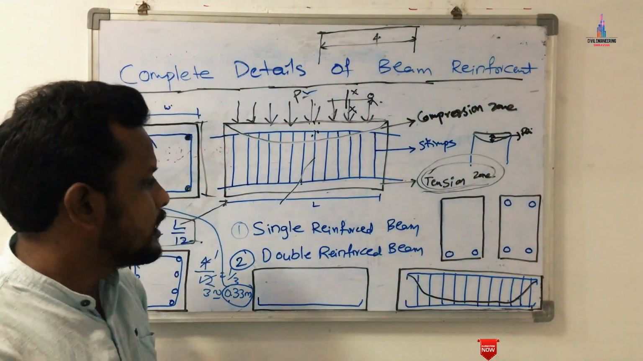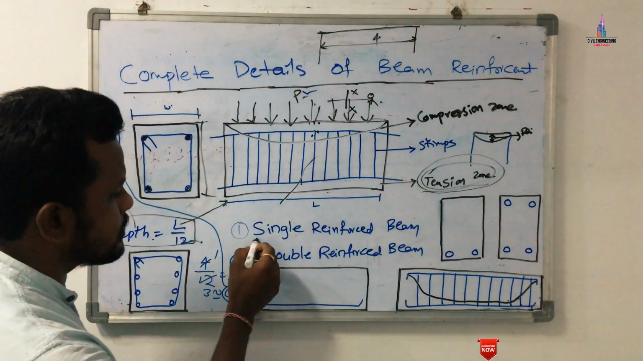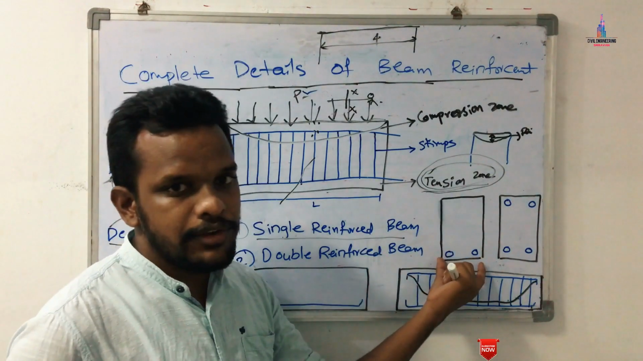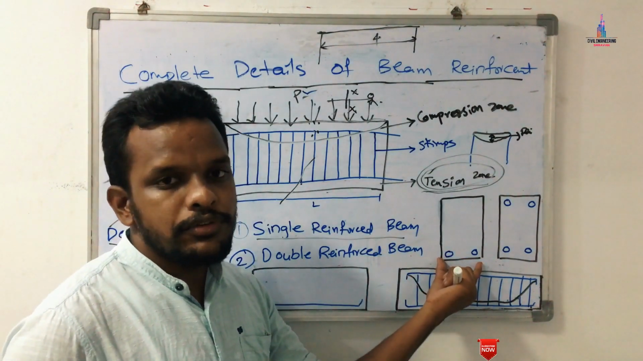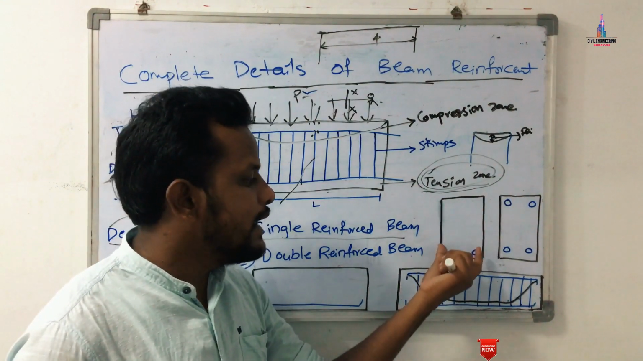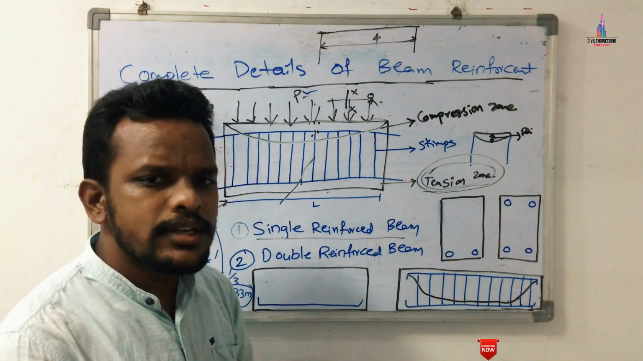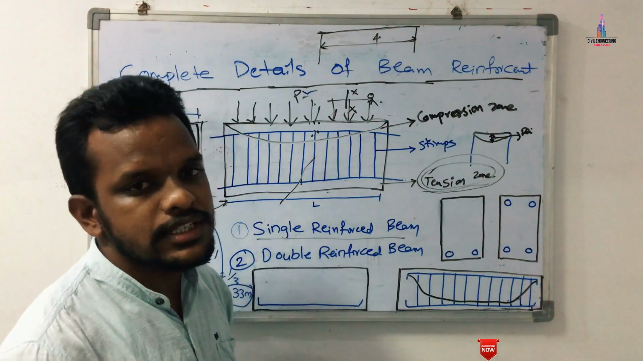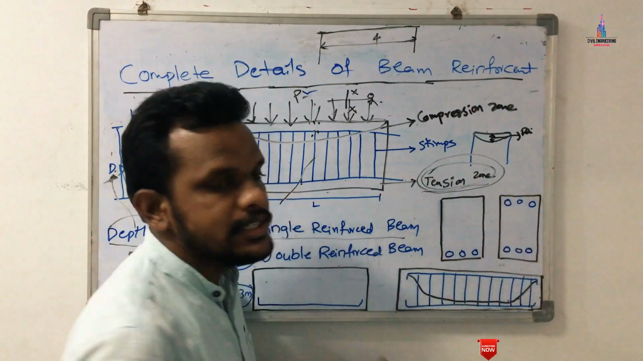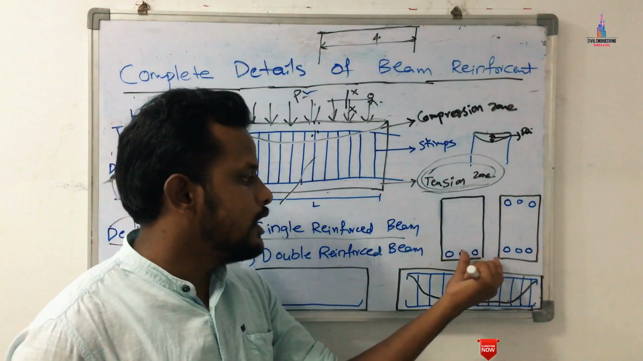Let us consider the single reinforcement beam like this. Here I am considering the single reinforcement beam, and this is my front view. If you want to design a beam under the single reinforcement section, we have to provide reinforcement bars, whether 2 bars or 3 bars, depending upon the design considerations. As an example, I am considering 3 bars at the bottom and 3 bars at the top.